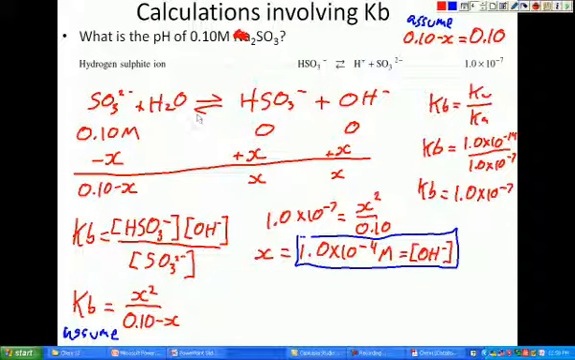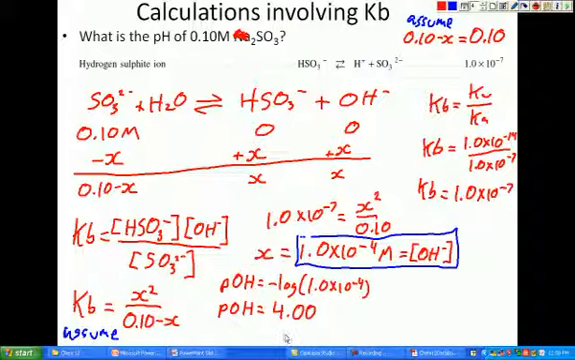Now, the question doesn't ask for the concentration of OH, the question asks for the pH of this. So what we're going to do is calculate the pOH, which is going to equal the negative log of this number, 1.0 times 10 to the minus 4. And this one you don't even need your calculator to do, but the pOH equals 4.00. Remember, this is 2 sig figs.